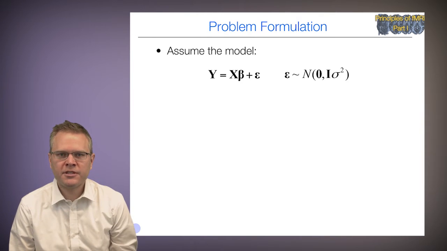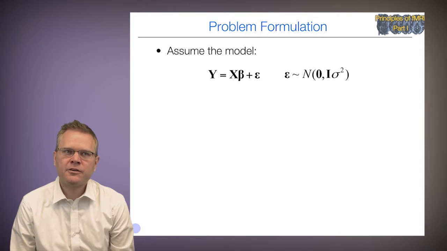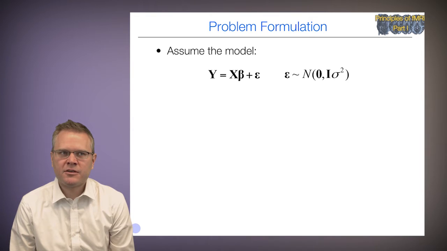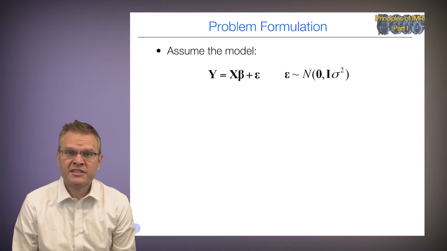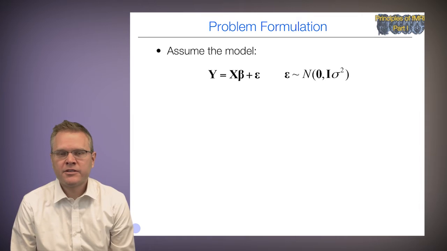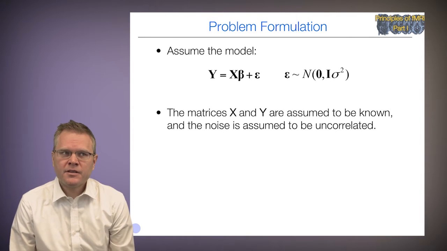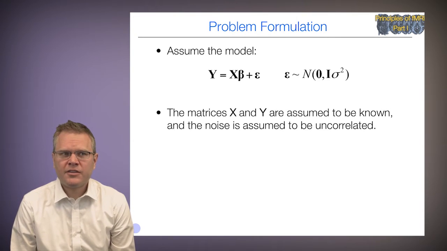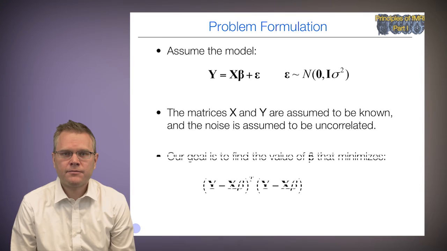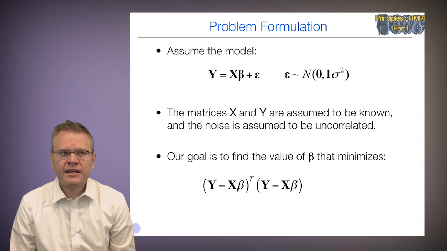So let's, for simplicity, first assume that epsilon is normally distributed with mean 0 and is IID, the individual epsilons. So the variance-covariance matrix is the identity times sigma squared. So here we're primarily interested in estimating beta and sigma squared. Here the matrix X and the vector Y are assumed to be known, and the noise is assumed to be uncorrelated.